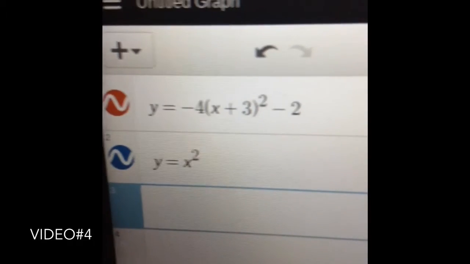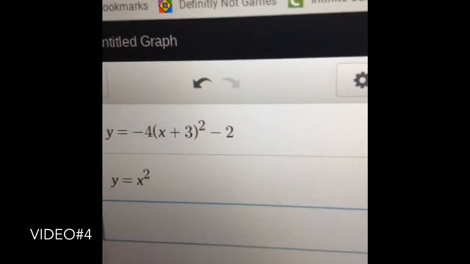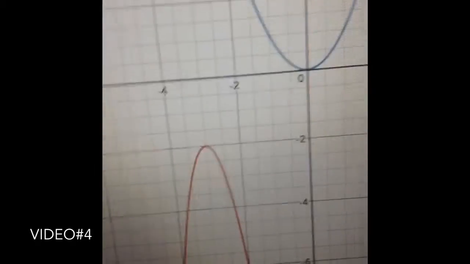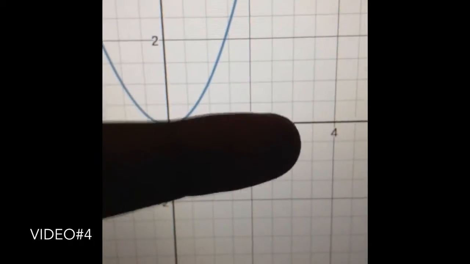The +3 explains how much it goes to the right or left. If it's +3, it goes to the left 3. That's why the vertex is at -3 right here. If it was -3, it would be over here at +3.